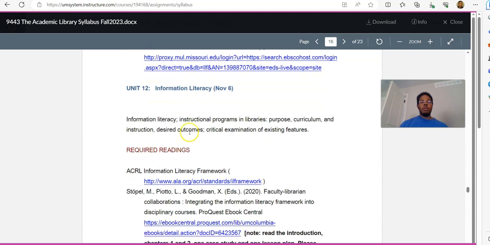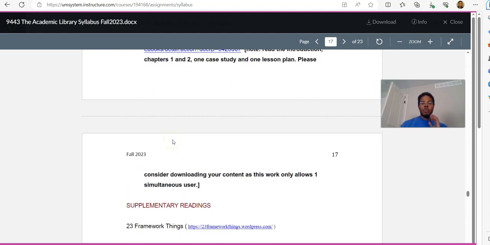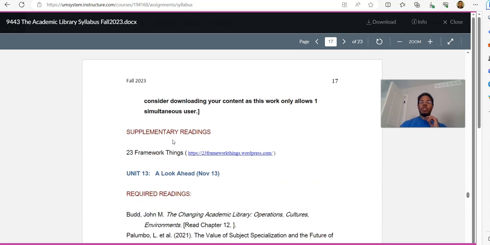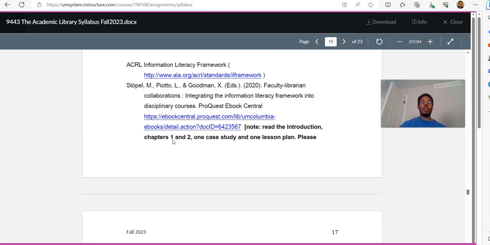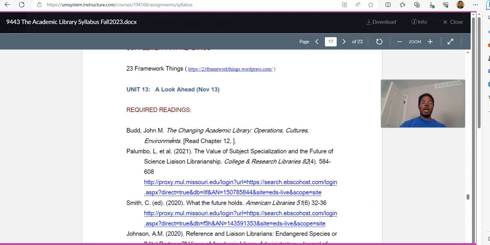Unit number 12, information literacy. This is a big deal. We'll talk about the framework. I remember the framework coming out. People have pretty much adjusted to the framework and its existence now, but it was something that was a big deal to people at one point.